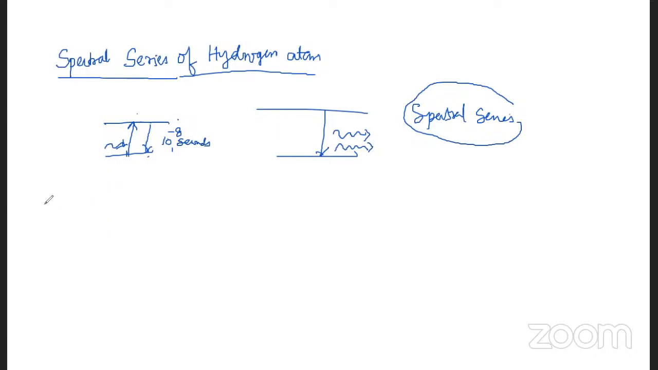We can find them with the help of the equation we have already seen: nu bar is equal to 1 by lambda, which is equal to R, the Rydberg constant, into 1 by N1 square minus 1 by N2 square. Now we will see what type of spectral series we get in this case.